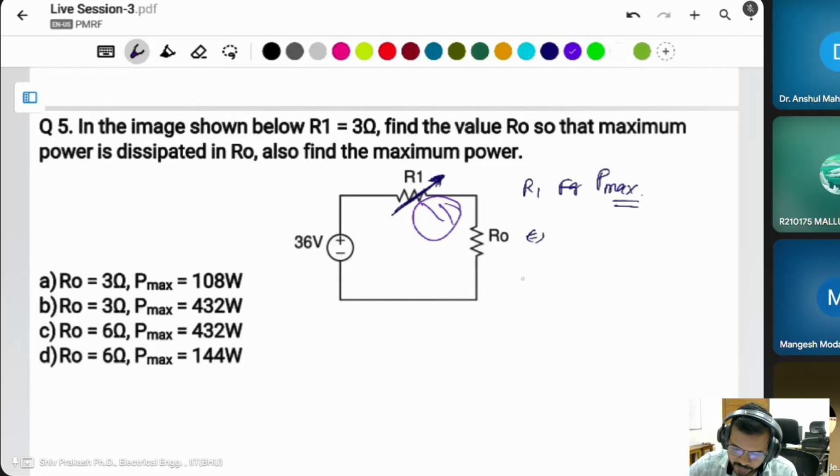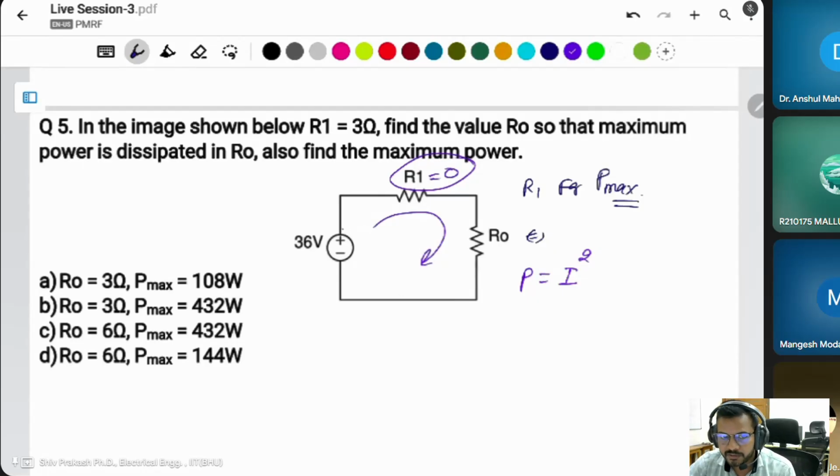Okay, what is the power formula? It should be 0 for the maximum power. There is no power drop, na? If this is 0, there is no power drop anywhere. All power is delivered to the R naught in this condition.